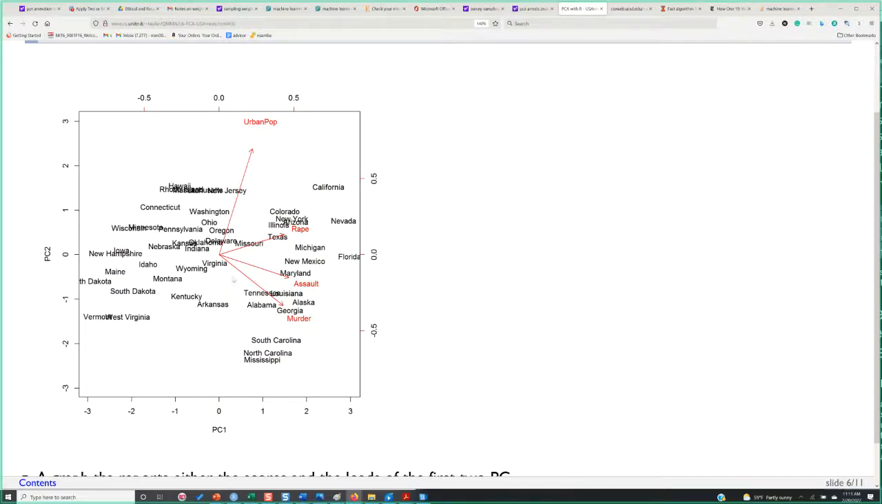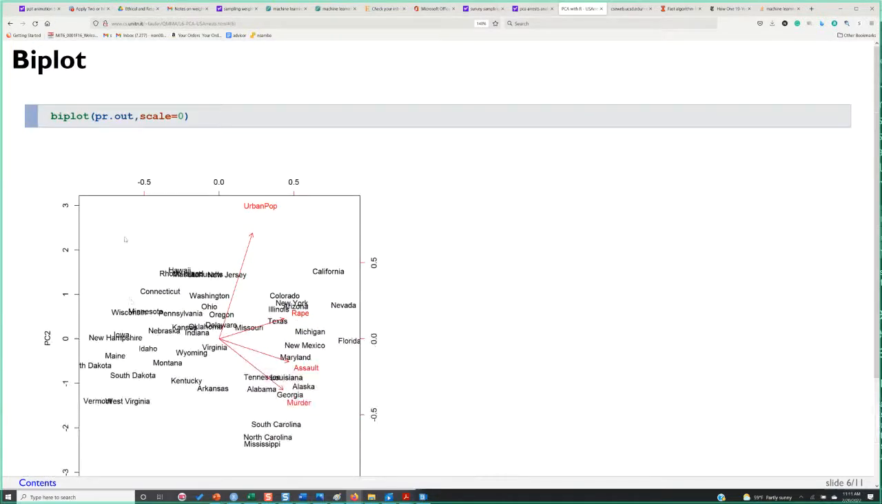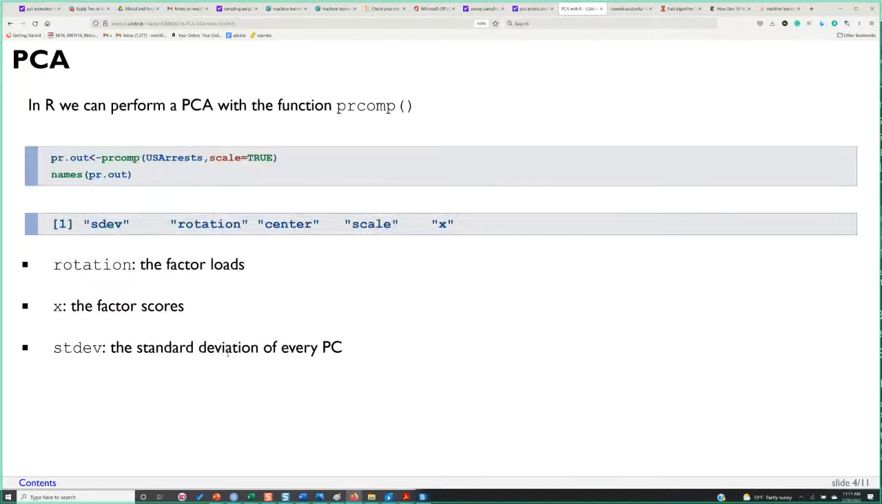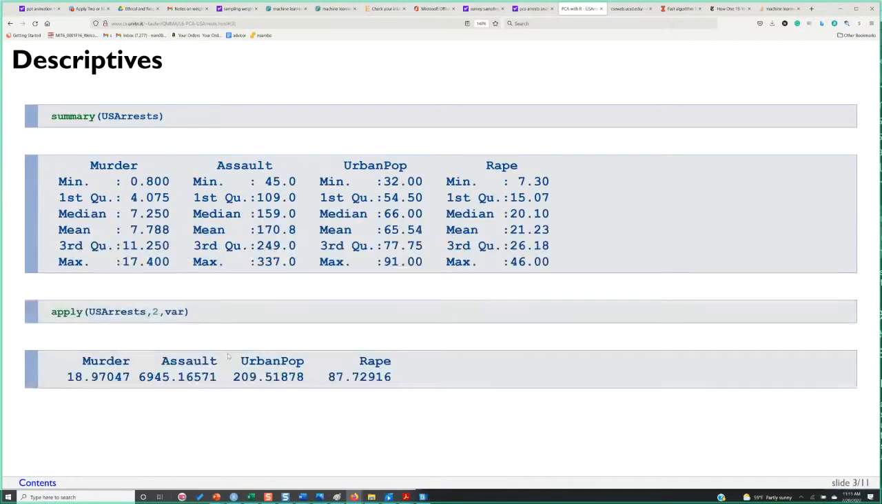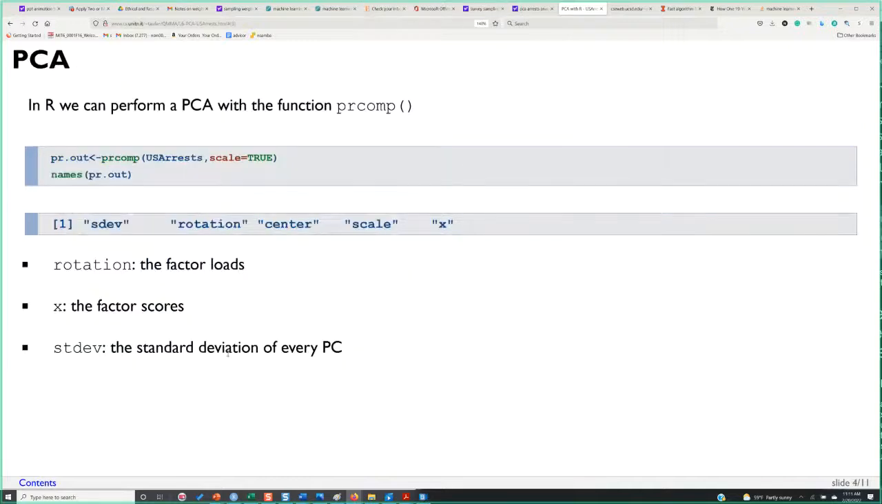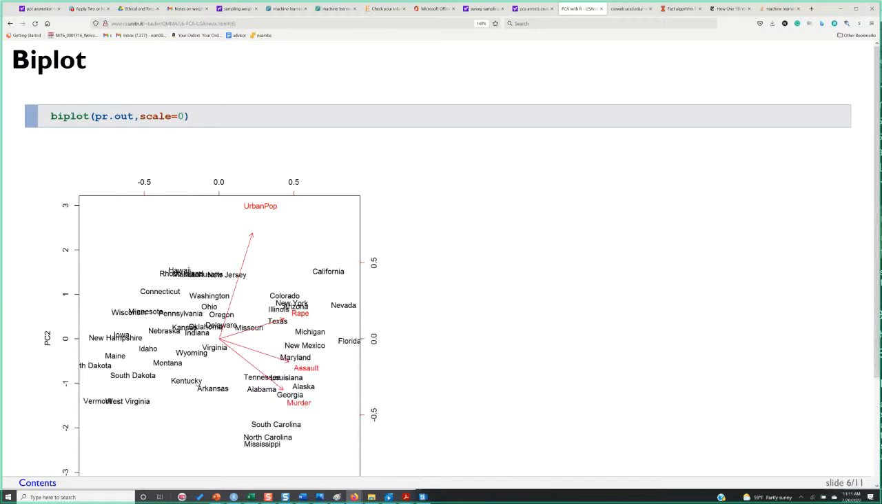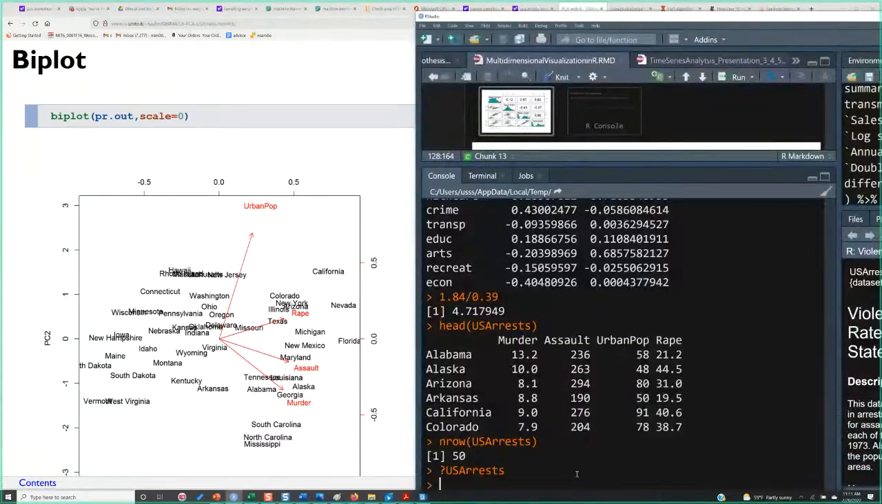Okay, so we can do the same thing, the same command we used for the previous data, the houses. Let's just finish our session with that. How about that, okay? Sure. So I just need to store it in PR out, and then ask for rotation, and then just do a biplot of PR out. Are you with me? Yep.